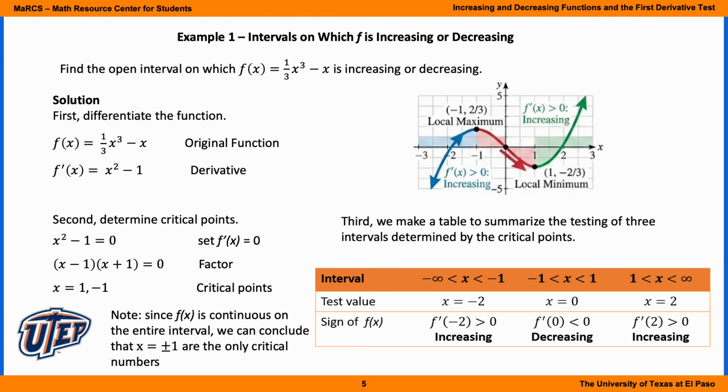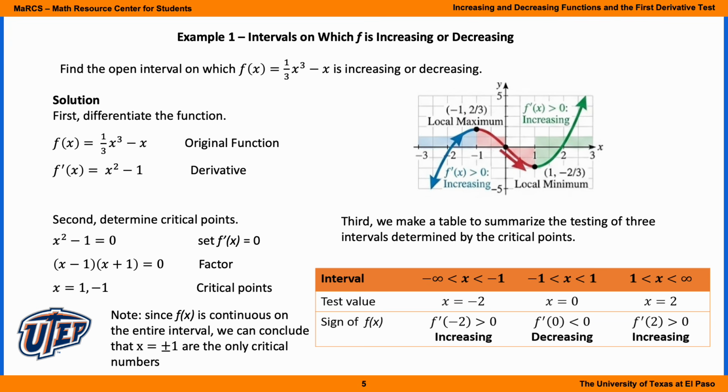Now since f of x is continuous on the entire interval, we can conclude that x equals positive 1 and x equals negative 1 are the only critical numbers. Lastly, we can make a table to summarize the testing of the three intervals determined by the critical points. So for x between negative infinity and negative 1, we test the value x equals negative 2. So f prime of negative 2 yields positive 3. Since 3 is greater than 0, the function is increasing for x between negative infinity and negative 1.